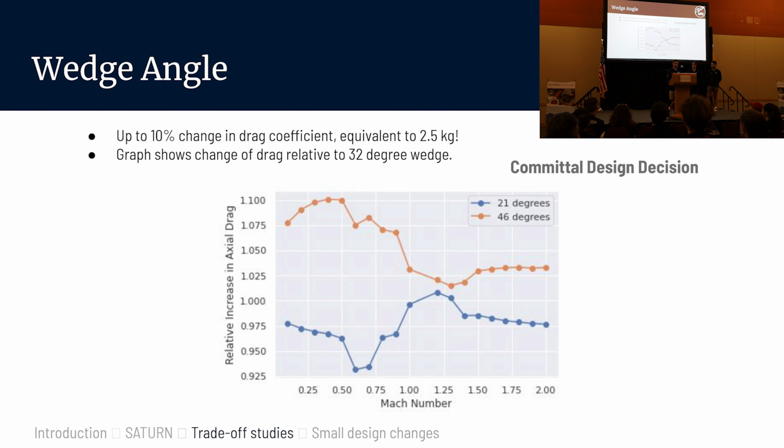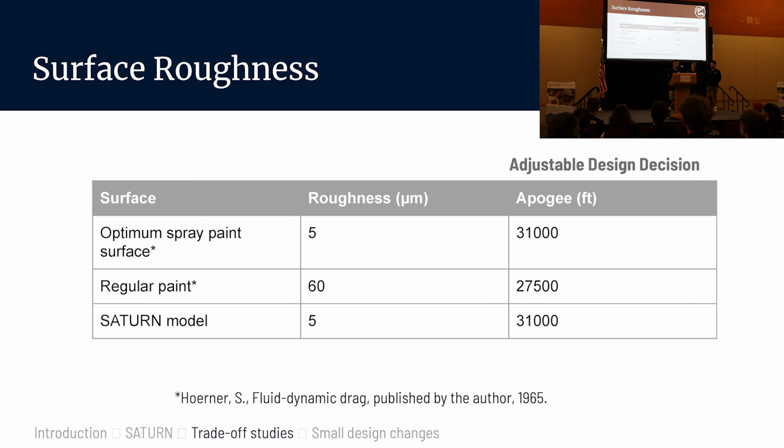Moving on to wedge angle, another committal design decision, we can show that changing the wedge angle from its nominal 32 degrees to either 21 or 46 degrees changes our drag coefficient by around 10%, which is equivalent to 2.5 kilos in extra mass in terms of lost apogee. Therefore, it is another variable which we would like to hold the team accountable to in the early design cycle.